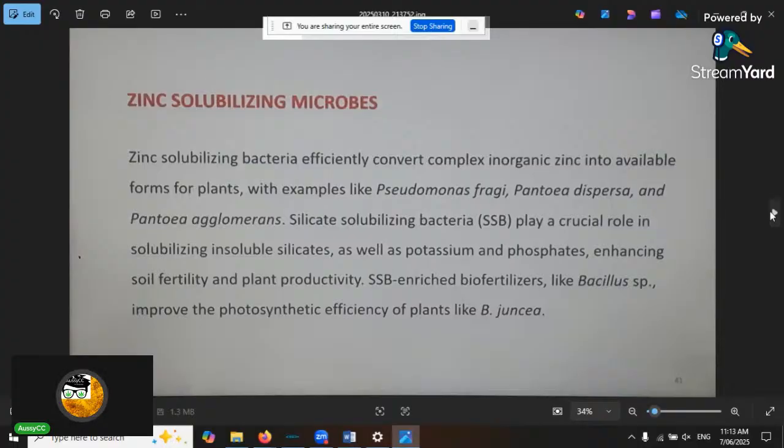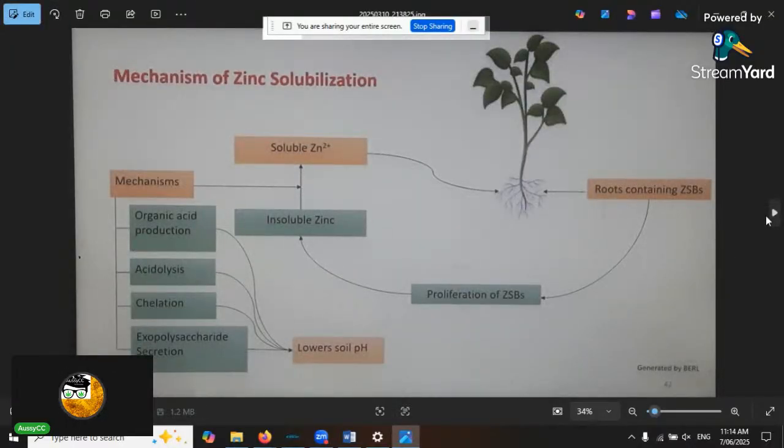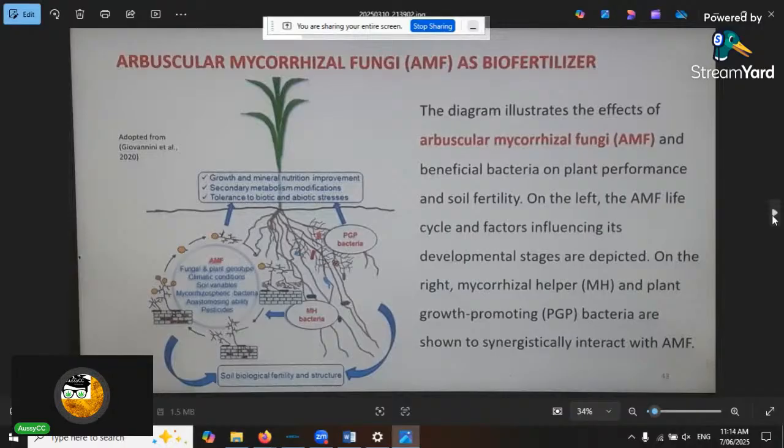Zinc solubilizing microbes, like Bacillus species, improve the photosynthetic efficiency of plants like B. juncea. Efficiency of plants. Bacillus, okay. So they've got companies now that have gone and got all these microbes and put them into one, and they're trying to produce the NPK equivalent. Mechanism of zinc solubilization. Show it on that slide.